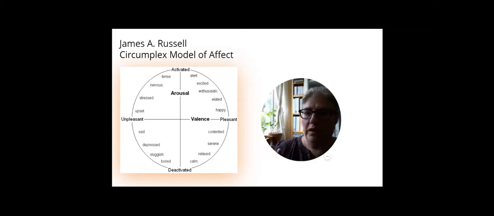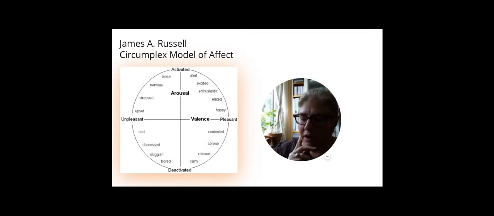So here is Russell's model. As you can see, you have the horizontal line, which represents the valence. Is it pleasant or unpleasant? It's a continuum, it's not a dichotomy. And then the vertical pole is the arousal level, where at the top it's high arousal and the organism is highly active, and at the bottom it's low arousal and the organism is non-active.